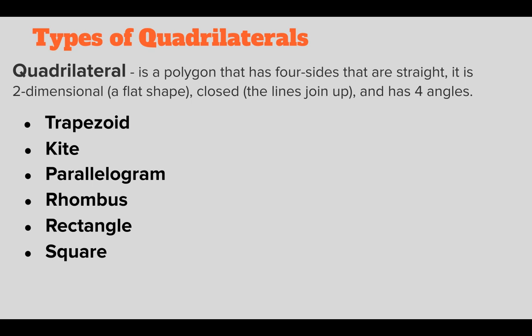All right. A quadrilateral is a polygon that has 4 sides that are straight. It is a 2-dimensional or flat shape, closed, where the lines join up, and has 4 angles. Some types of quadrilaterals that we are going to go over in the next few slides are trapezoid, kite, parallelogram, rhombus, rectangle, and square. So let's go ahead and get started.